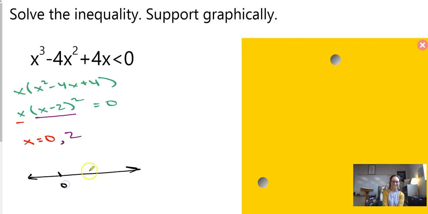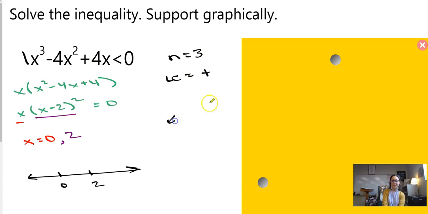So make sure they're in order. So I got 0 and 2. All right, so now let's talk about what this graph looks like. So what is your degree? Well, your largest exponent is 3, and your leading coefficient is an understood positive 1, okay?